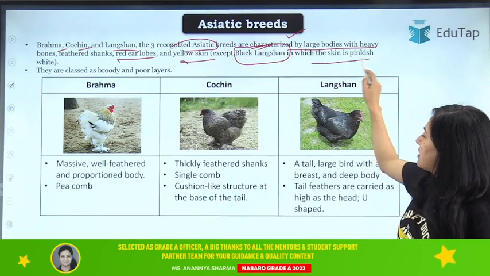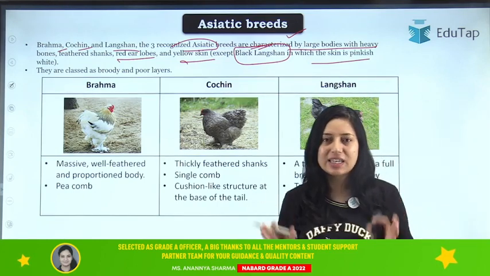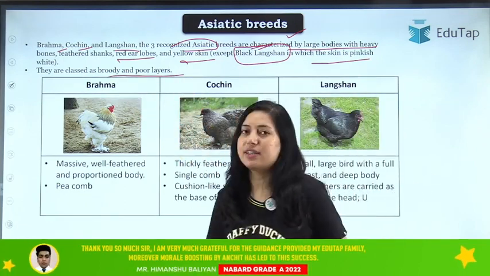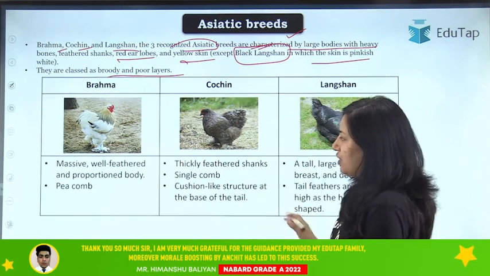Clear? In your black Langshan, the skin is pinkish to white. Clear? So they are classed as broody and poor layers. So basically they are poor layers and are broody. So these are the characteristics of Asiatic breeds.